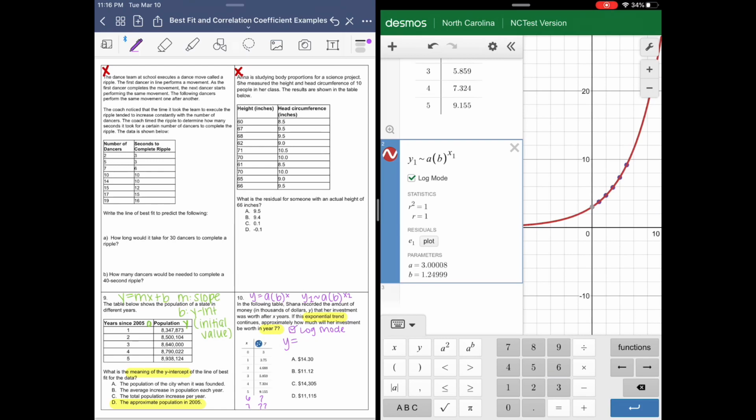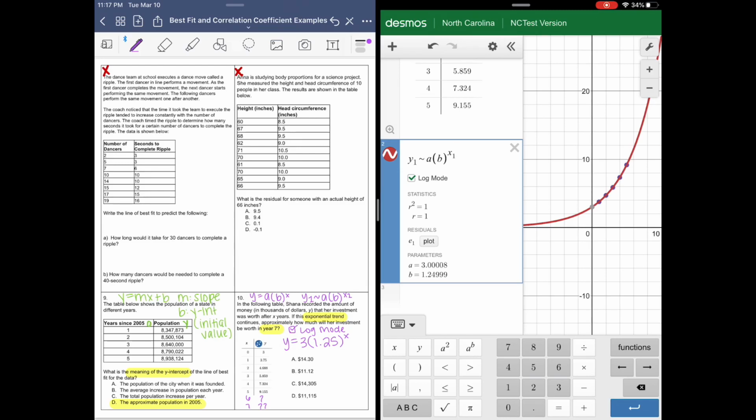So y equals, our A that it gives us is 3. If we round to 2 decimal places, that would be 3.00. So I'm just going to leave it as 3. And the base is 1.24, but we're going to round that 4 up to a 5 because of the 9 that's behind it. So 1.25 is the base to the power x.